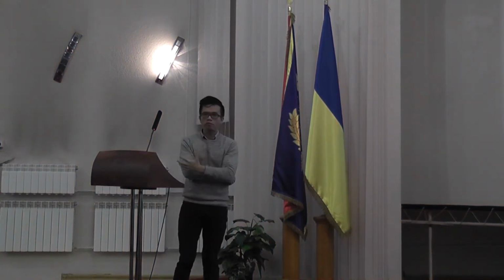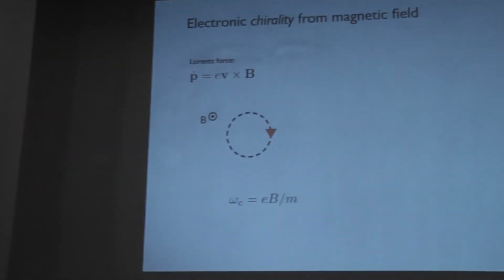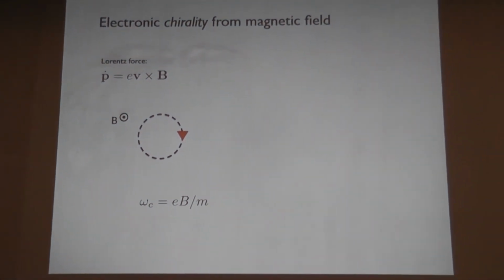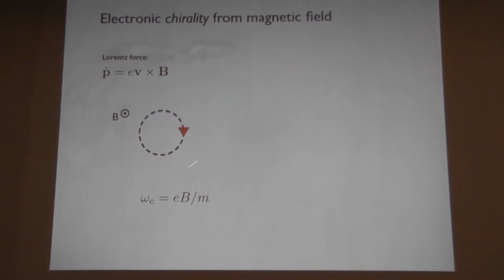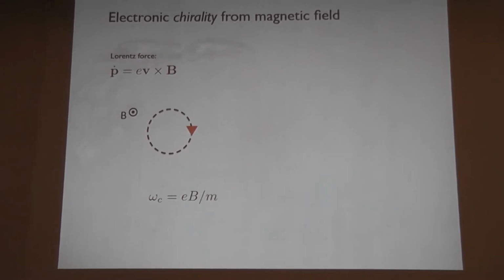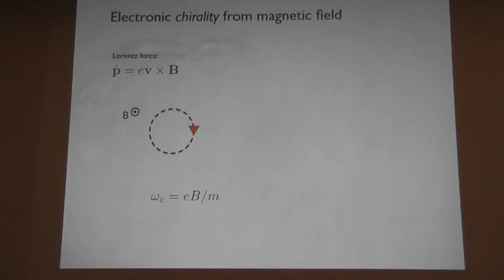We're very familiar with the Lorentz force. When I apply a magnetic field coming out of the plane, for example, and I've got a charged particle, I get the Lorentz force. This means the particle goes around in a circle, called the cyclotron orbit, and it goes around with some frequency, the cyclotron frequency, eB over m. Okay? And this is all very well and good.